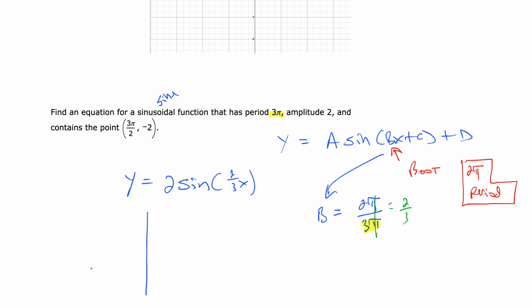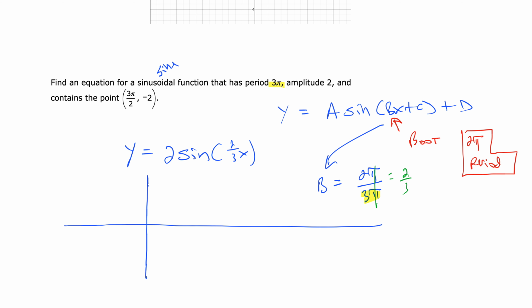All right, so we're going to go ahead and draw our graph right here. And we're going to draw everything except the vertical shift. All right, so if the period is 3 pi, then we know it ends at 3 pi, right? So our graph is going to go like this. It's going to go like this. It's going to go like this. And it's going to end at 3 pi. Right? Does that make sense? Okay. And do you see this 2/3 number right here?